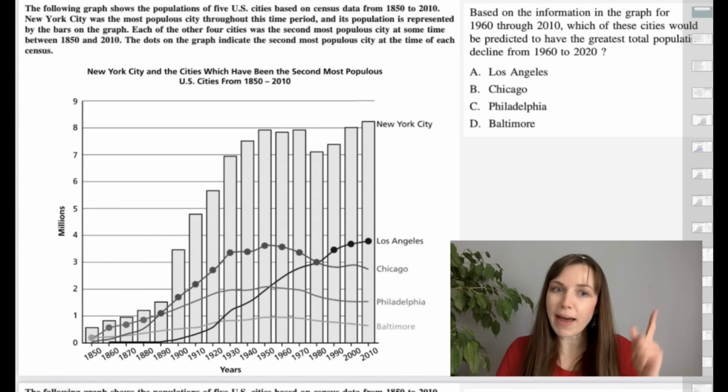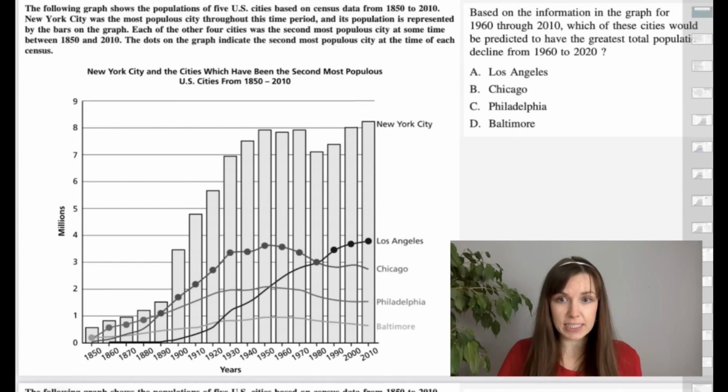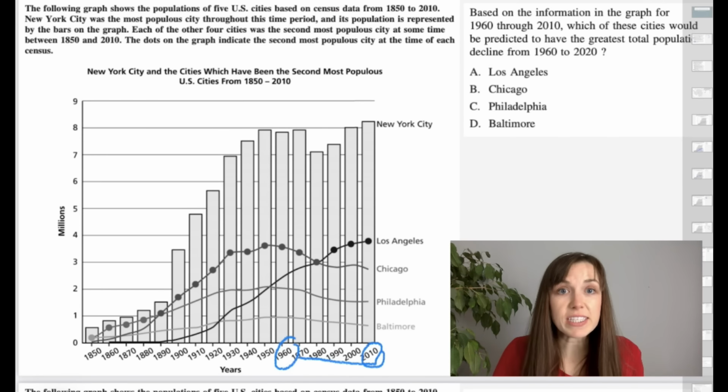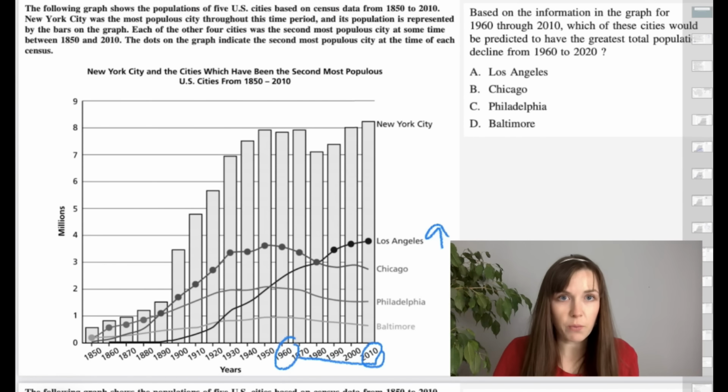Okay, looks like we're back to using our chart here. Based on the information in the graph for 1960 to 2010, which of these cities would be predicted to have the greatest total population decline, going from 1960 to 2010? All right, so we've got Los Angeles. Looks like Los Angeles is going up, right? So we're not worried about that.